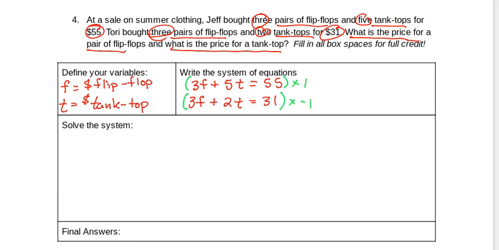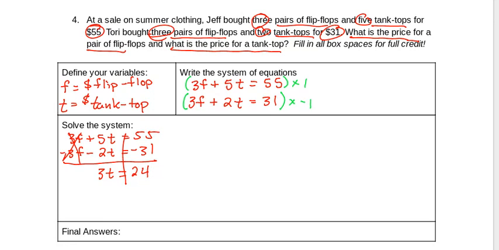So everything on the top basically stays the same. So I have 3F plus 5T equals 55. Everything on the bottom gets multiplied by -1. So I have -3F, -2T, and -31. Well, now that I have opposites, I can add my equations together. So that's 0. That's 3T. And that is 24.